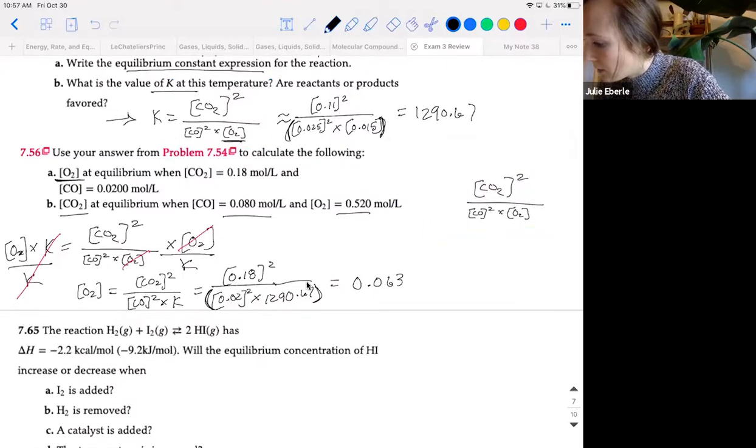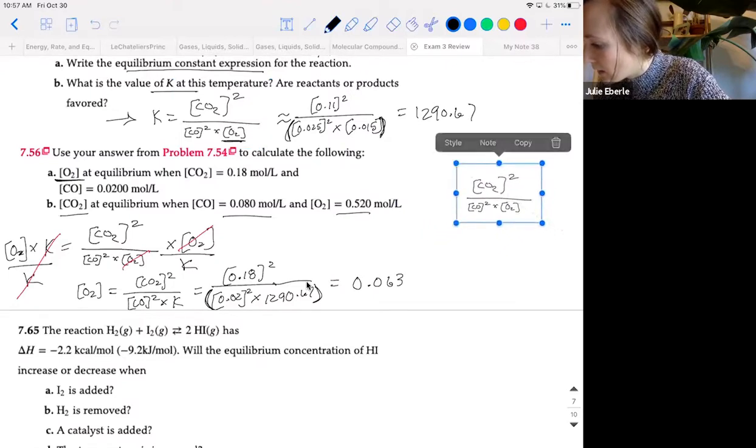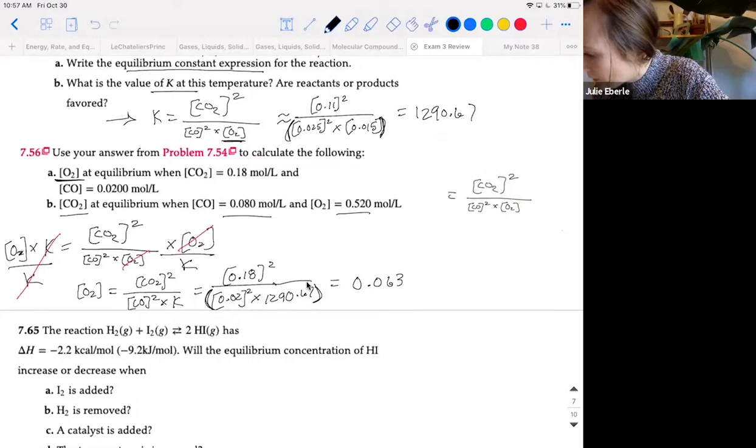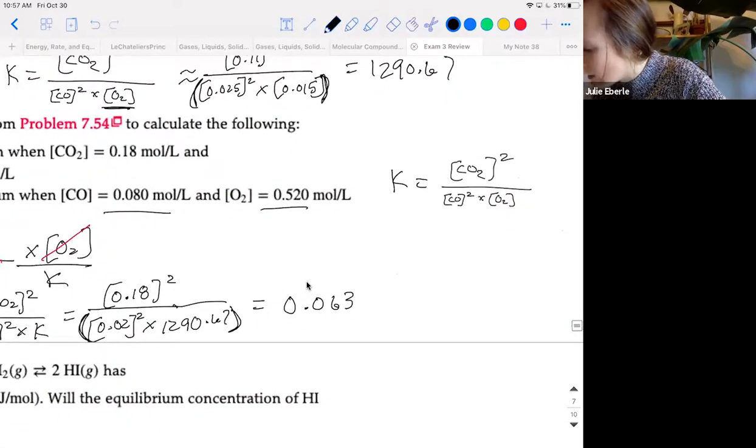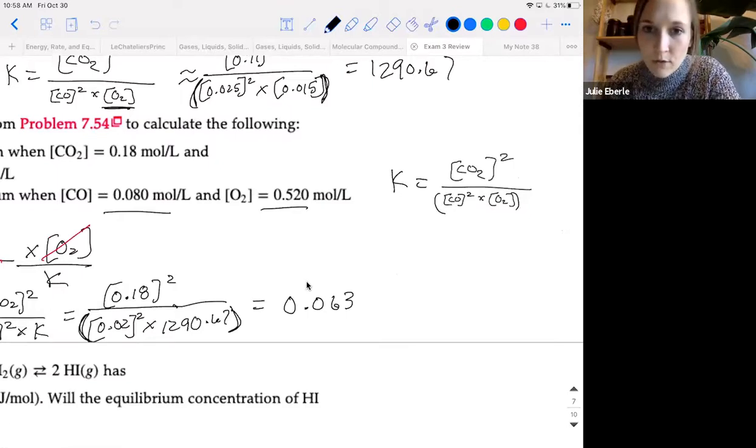I'll kind of put it up here. And that all equals K. So now we're trying to solve for CO2. To do that, I'm going to multiply this whole denominator. I've got to move both of those terms, so cross multiply by carbon monoxide and oxygen.